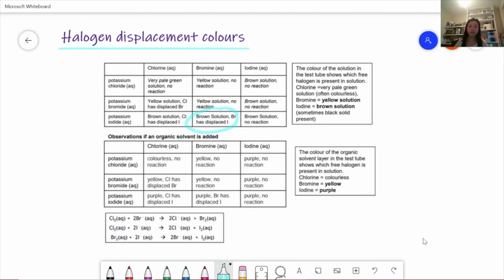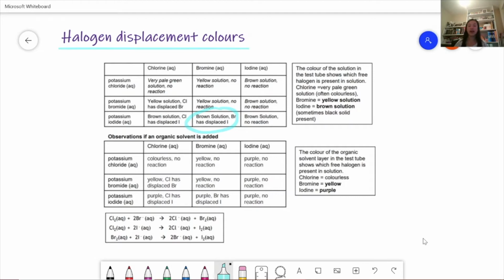And the colour of the organic solvent layer in the test tube shows which free halogen is present in solution. So when we add an organic solvent, we get the free halogen present in the solution, and that's the colours that we see. And so that's why bromine is yellow and iodine is purple. And so you can see that all the colours in the table are either yellow or purple. Colourless for the potassium chloride and chlorine because no displacement happens.